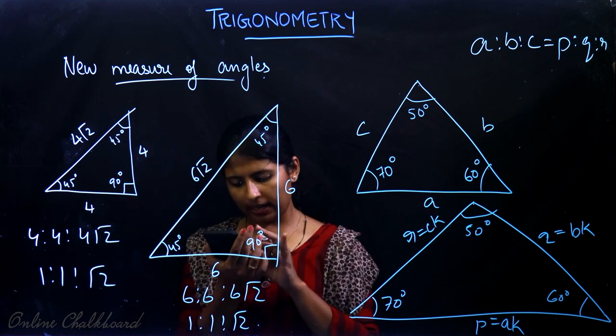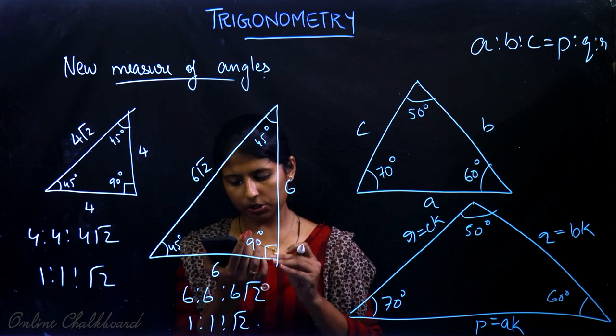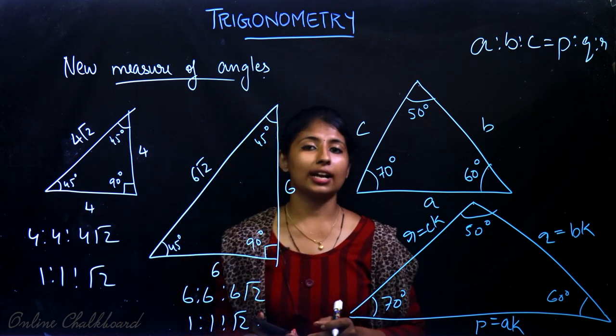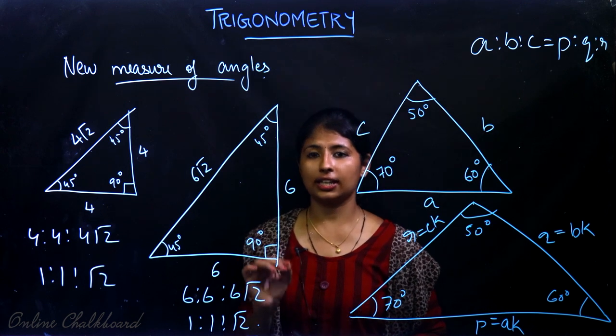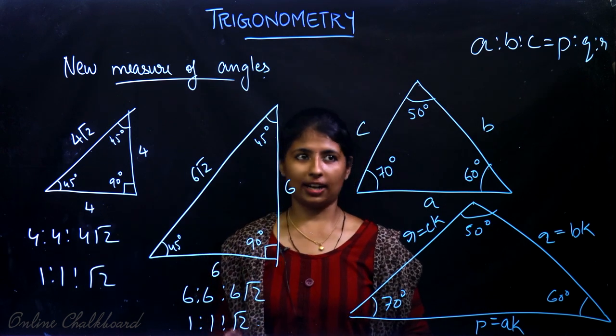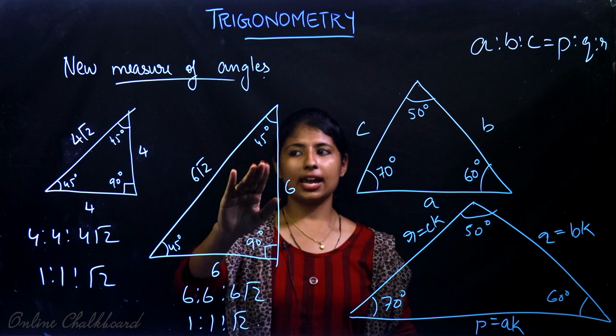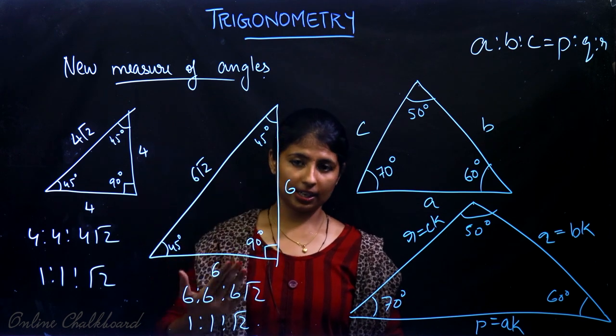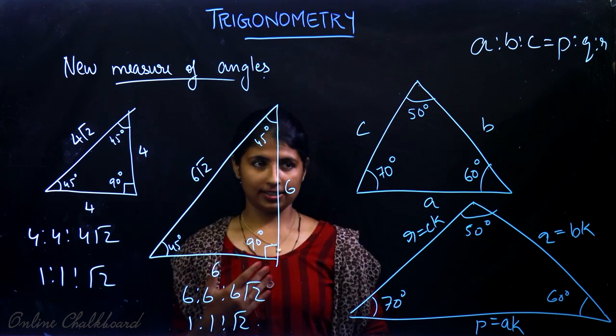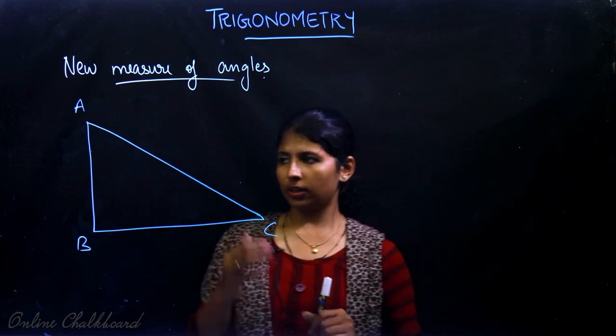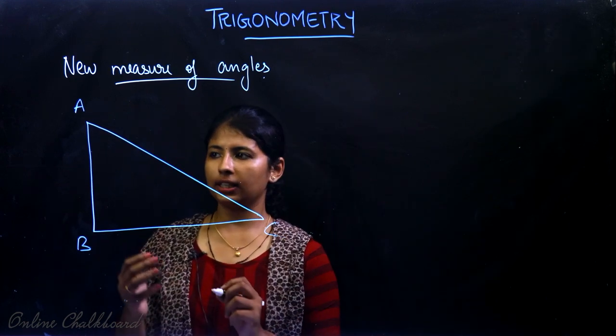In other words, the angle of a triangle determines the ratio of its sides. And the ratio of the sides determines the angle of the triangle. The ratio is determined by the angles of the triangle. That's it.